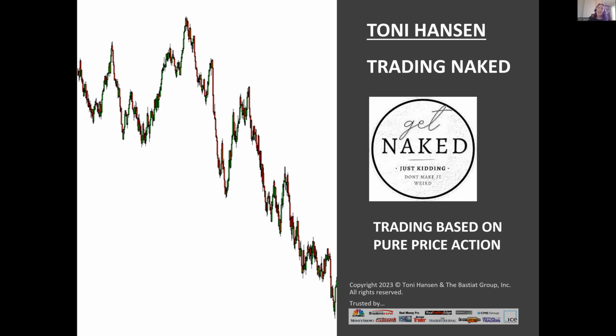So what we're looking at when we're trading naked is we're just trading without any sort of indicators whatsoever. What that means is that we're basically focusing on reading pure price action. So what I'm going to share with you today are some of my trades from today and the reasoning behind them from a technical standpoint that doesn't rely upon those indicators.